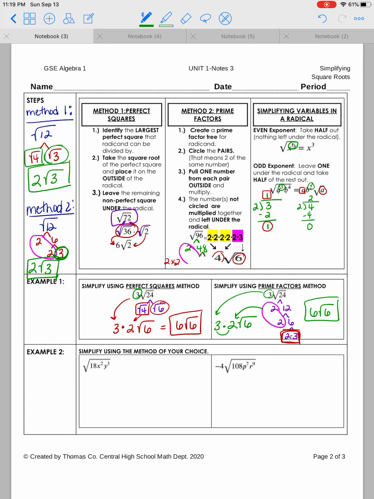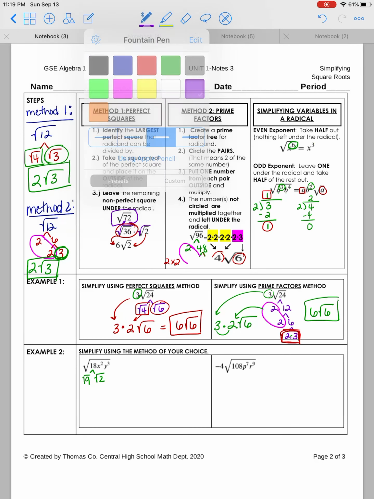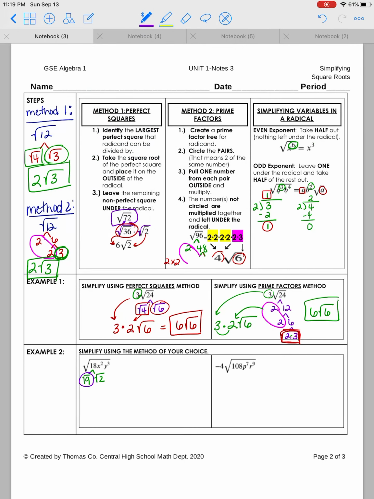So let's look at example 2 together really quick. The 18, I'm going to simplify just like we were doing. I need a perfect square. I'm going to use method 1. 4 does not go into 18. 9 goes into 18. So the square root of 9 times the square root of 2. What is the square root of 9? That's my perfect square. It is 3. And then the square root of 2 is going to be left under the radical.